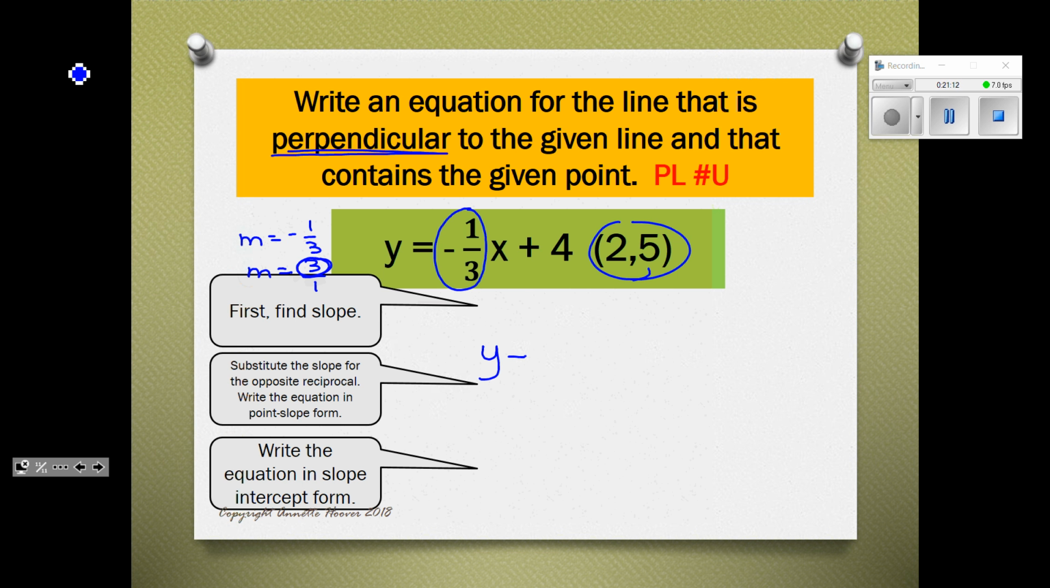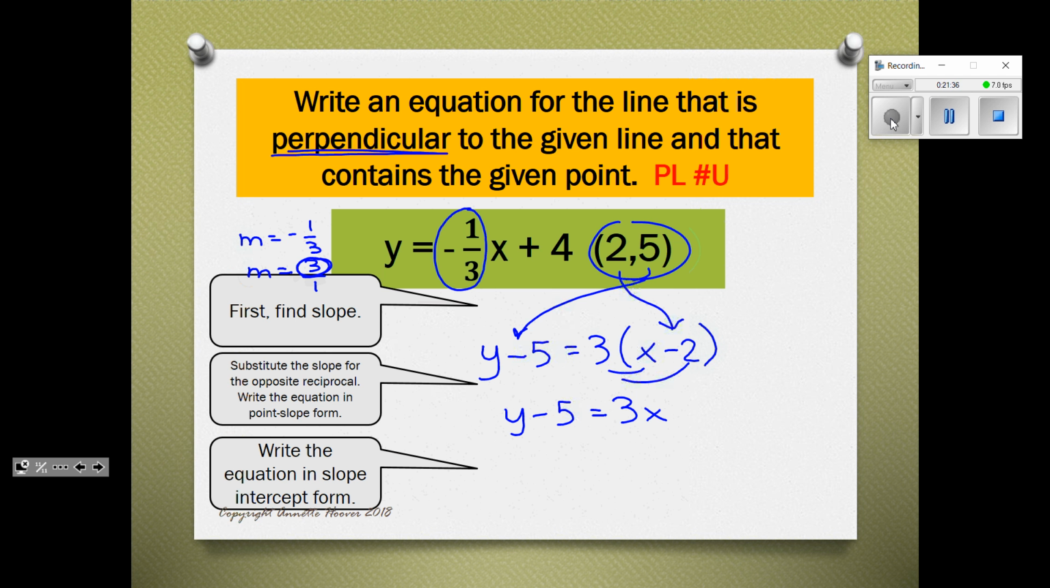So we do y minus 5 equals the slope of 3, and then x, the opposite, which would be a minus 2. Our next step is always to do the distributive property. So y minus 5 equals 3 times x, which is 3x, and 3 times negative 2, which is minus 6. Now all we have to do is move the 5 to the other side of the equation using our inverse operations. And we see that the new line would be y equals 3x minus 1.